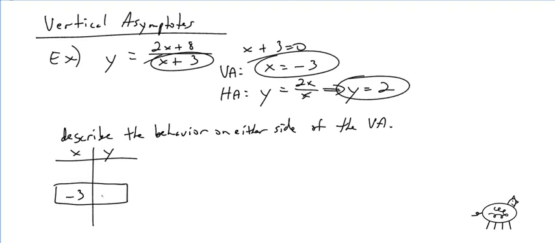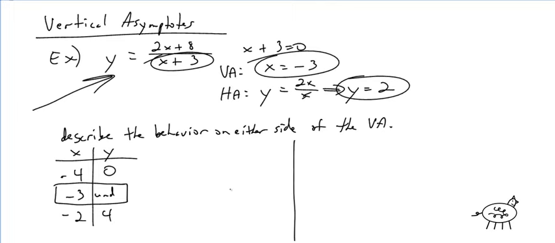Of course, it's undefined here at the vertical asymptote. So I can pick negative 4, and I can pick negative 2. If I pick negative 4 and plug it in, on either side of that vertical asymptote, it's a good place to plot it, I get 0. If I put negative 2 into the equation, I get positive 4.